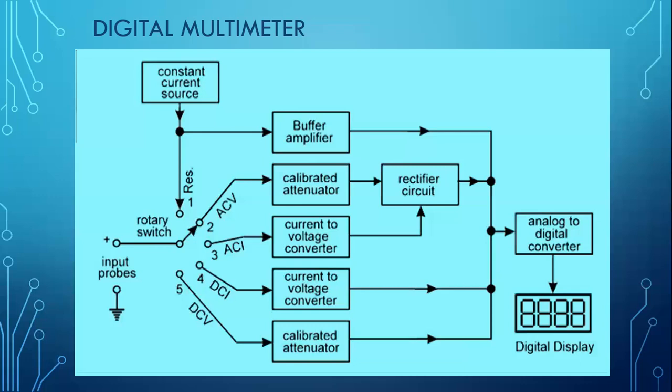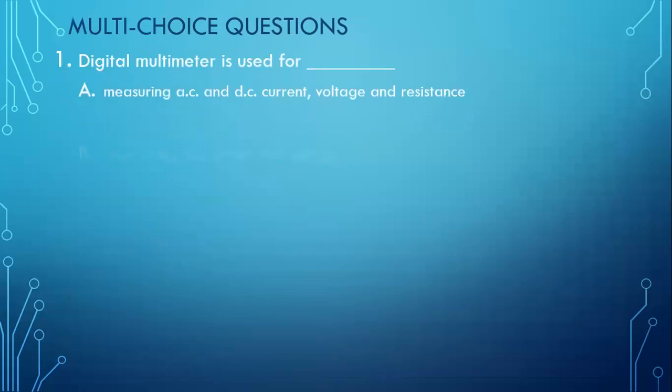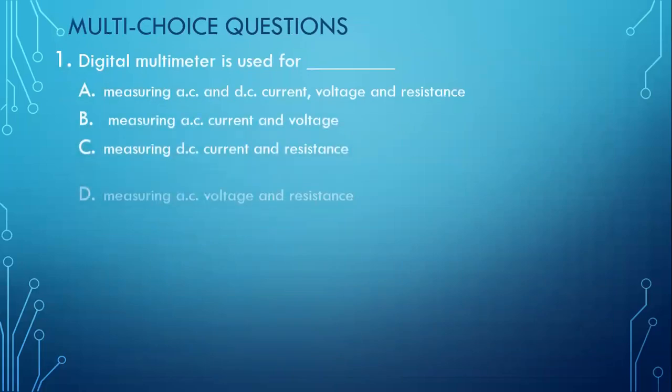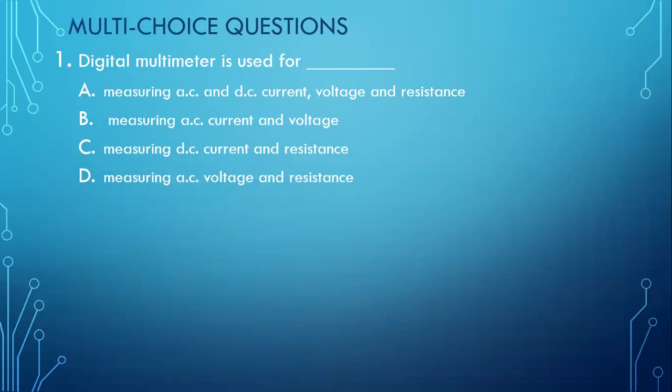Now let us check what kind of questions can be asked on this multimeter. A digital multimeter is used for: what are the different applications of the digital multimeter? A, measuring AC and DC current, voltage and resistance. B, measurement of AC voltage, AC current and voltage, measurement of DC current and resistance, measurement of AC voltage and resistance. Actually, the digital multimeter is used for measurement of AC, DC current, voltage, and resistance, all.